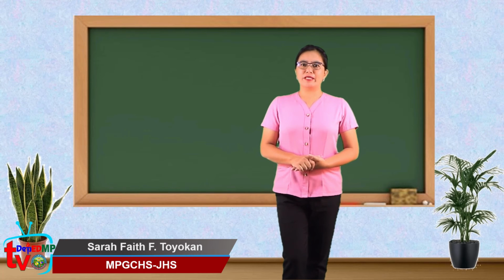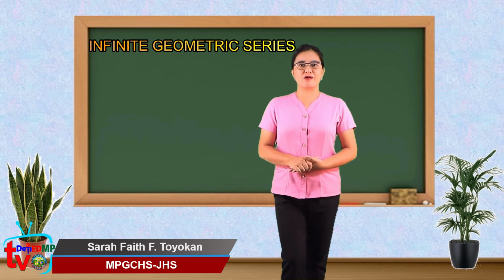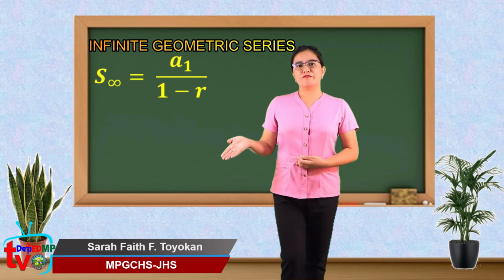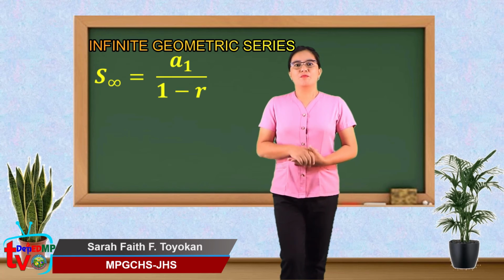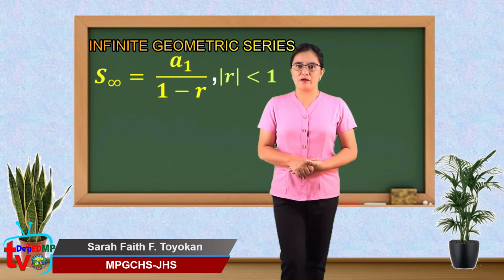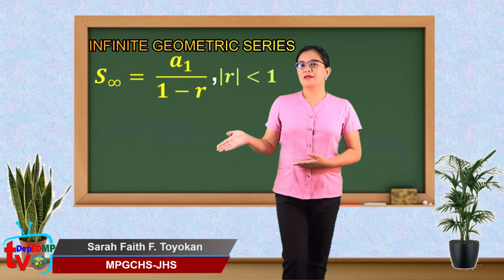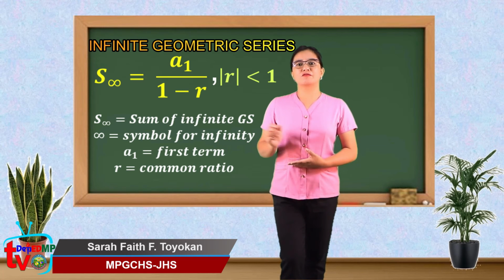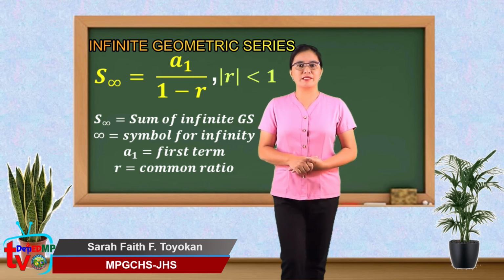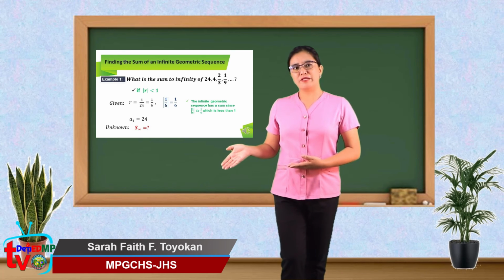Getting the sum of geometric sequence with infinite number of terms is also possible. We can solve for the sum of infinite geometric series using the formula sum to infinity is equal to a sub 1 all over 1 minus r, provided that the absolute value of r must be less than 1. In the formula, S sub infinity stands for the sum of the infinite geometric sequence. A sub 1 equals first term and r is the common ratio. Let's examine the following problems.